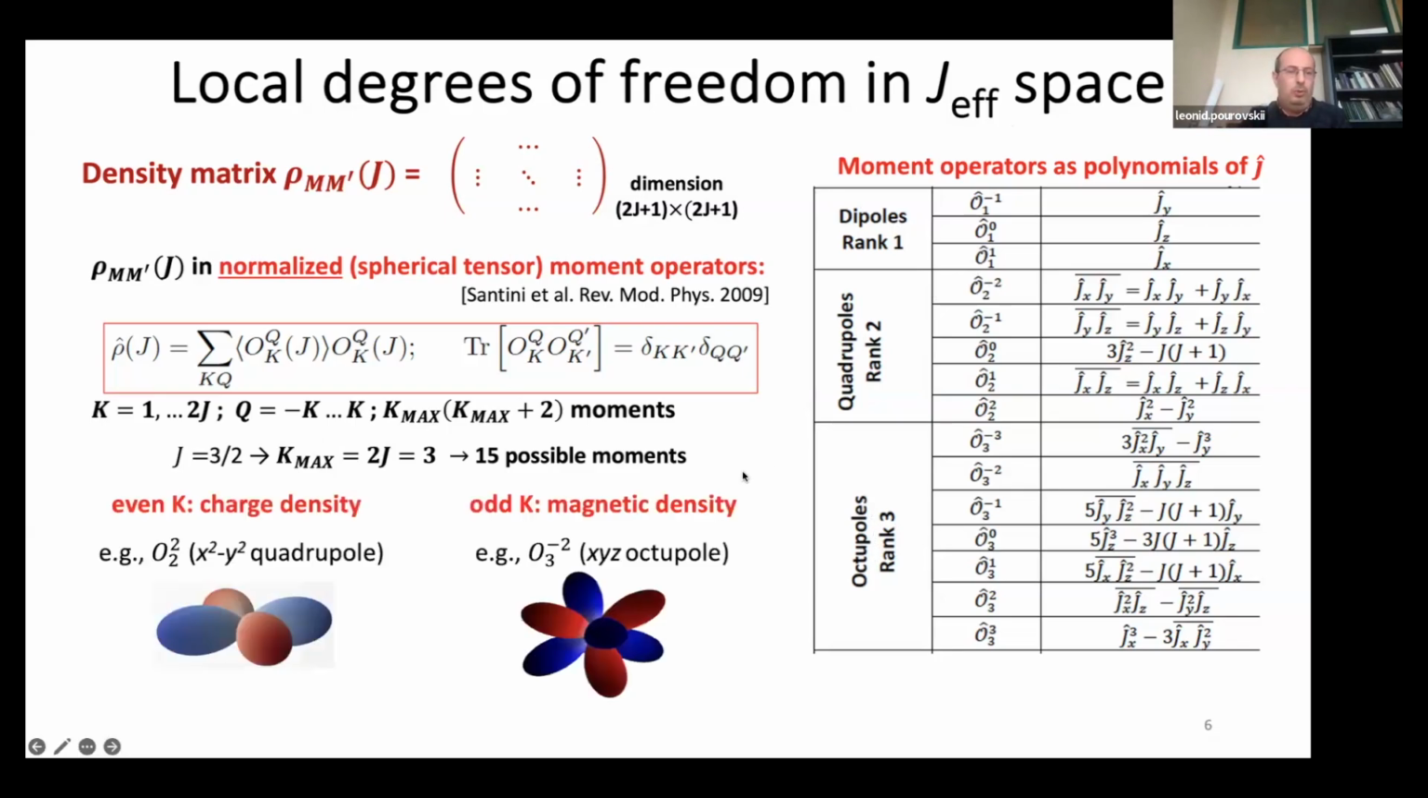And another important point is that those moments which are even in K are obviously invariant under time reversal, but those which have odd K switch sign under time reversal, so they represent magnetic density, and even K moments represent charge density. So they have two different types.